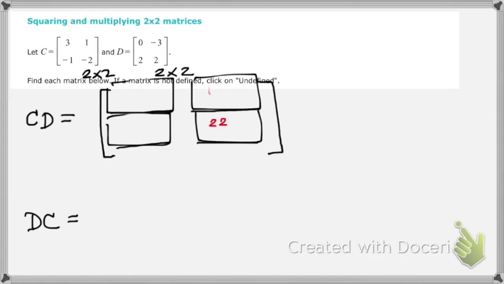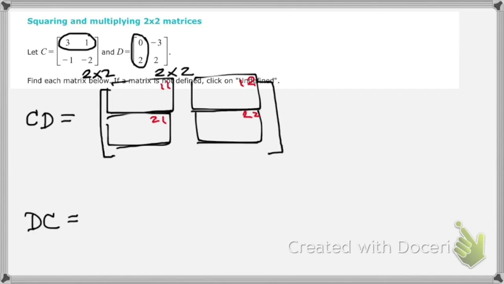Maybe I want to put those labels in a less conspicuous place, like 1, 1, 1, 2, 2, 1, 2, 2. So how do I fill the first box? Well, it's the first row, first column box. And here's how I do first row, first column. I use the first row of C and I use the first column of D. And then look at how I use them.